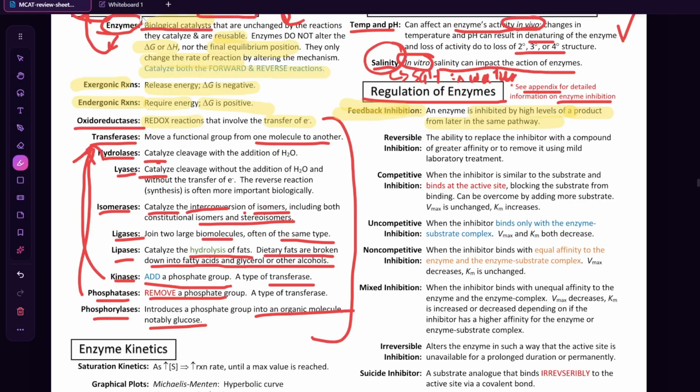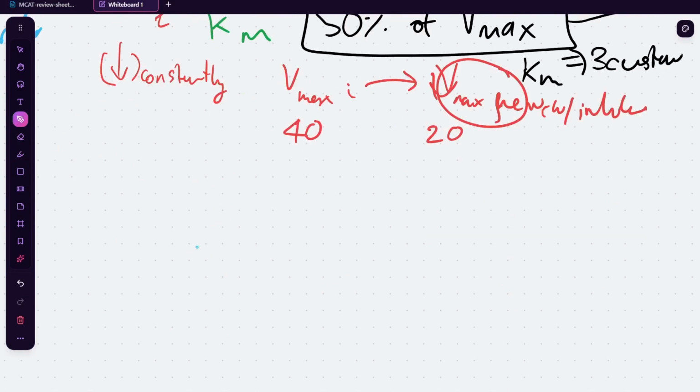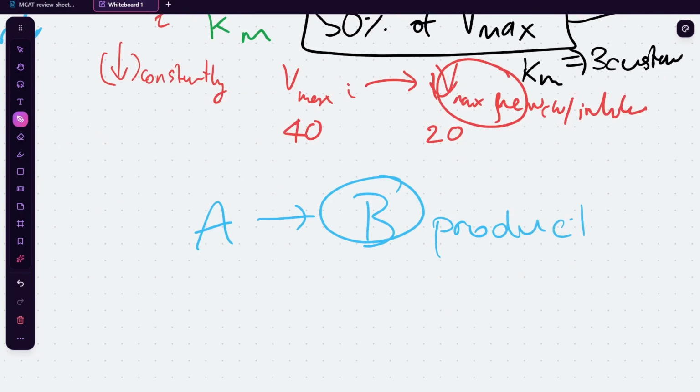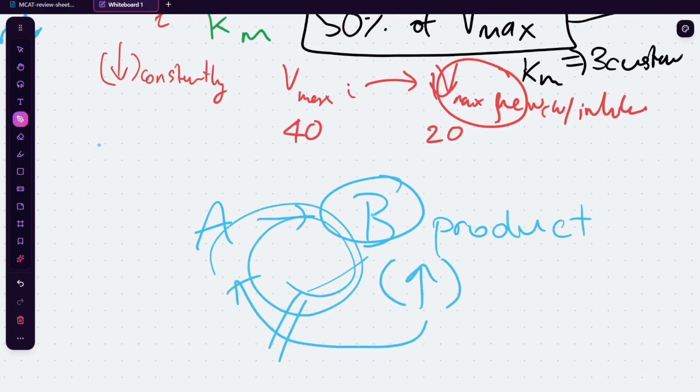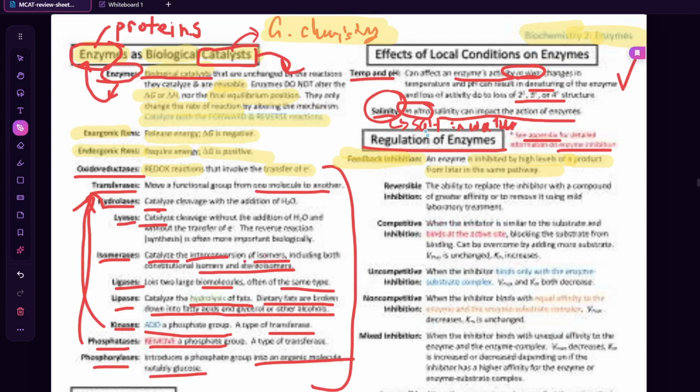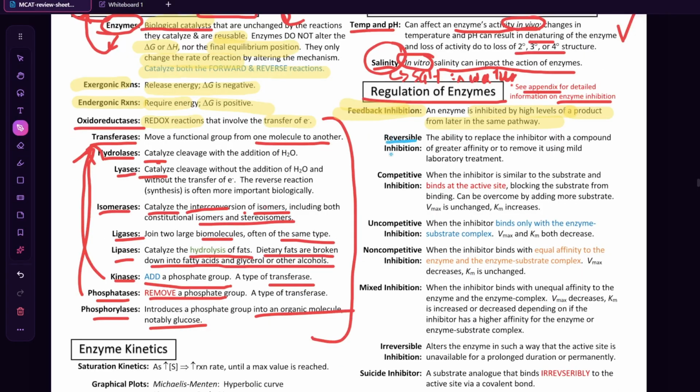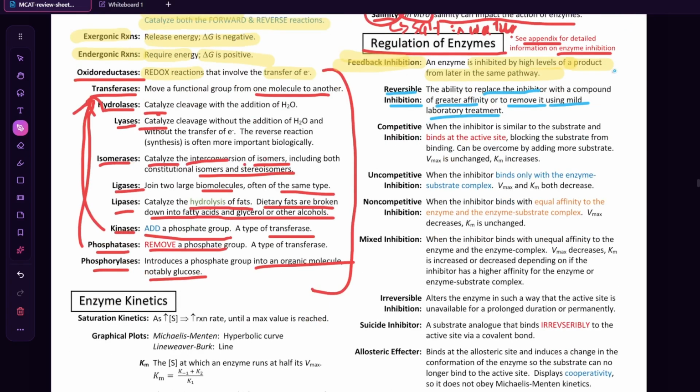High levels of B lead to inhibition, because B is already made. It's like your body's way of saying, don't make too much. Let's keep it simple: A makes B, which is the product. We have so much B now that it leads to an inhibition of making more, so we're not making too much of B. So that's feedback inhibition. Now, reversible inhibition: the ability to replace the inhibitor with a compound of greater affinity or to remove it using mild laboratory treatment. What that means is that inhibitors can bind and they can also come out of the binding parts we were talking about, and that's why it's reversible.